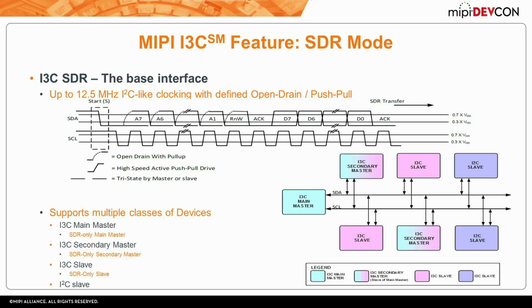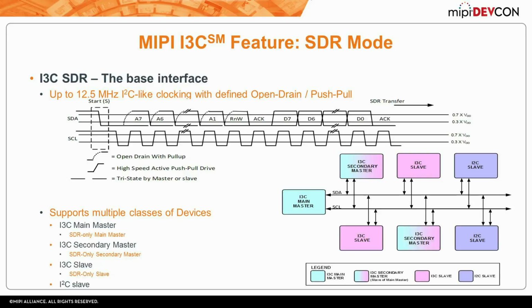So we support multiple classes of devices. An I3C main master. So this is the master that brings up the bus. It has all of the information and initializes the bus, and it can support HDR modes, or you can build a system which just supports SDR mode, if you would like. There's the I3C secondary masters, which can support HDR modes or just the standard mode. But the secondary masters effectively can have mastership. They can request mastership. It can be passed to them, and they can take the vast majority of the responsibilities of the bus.